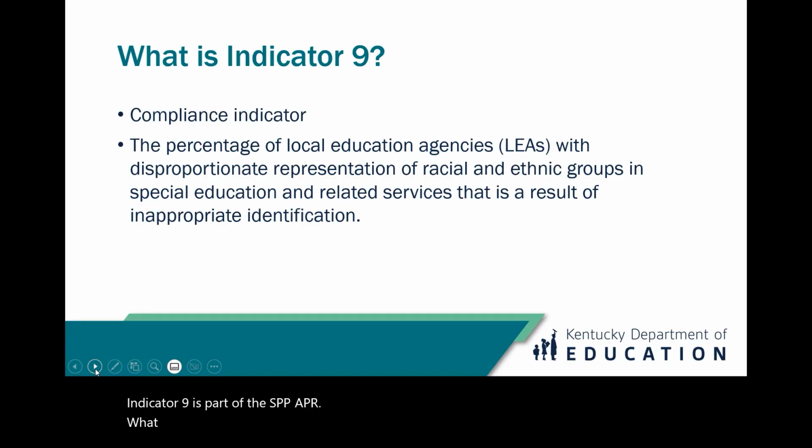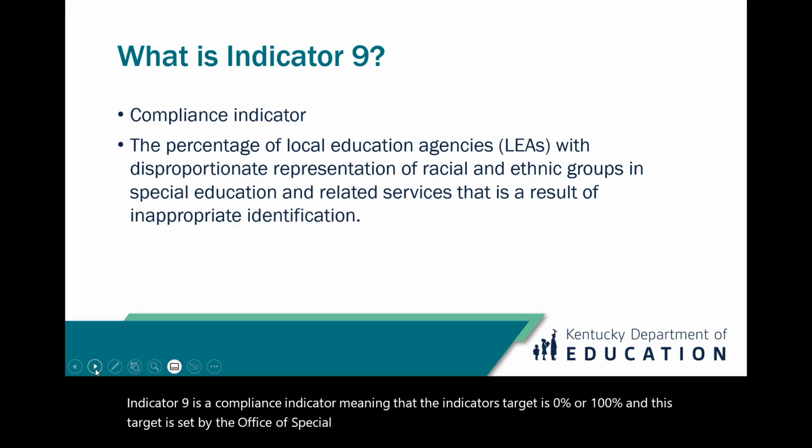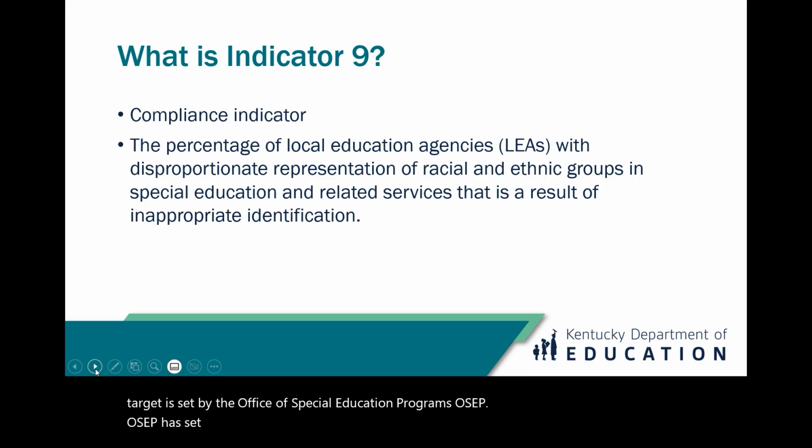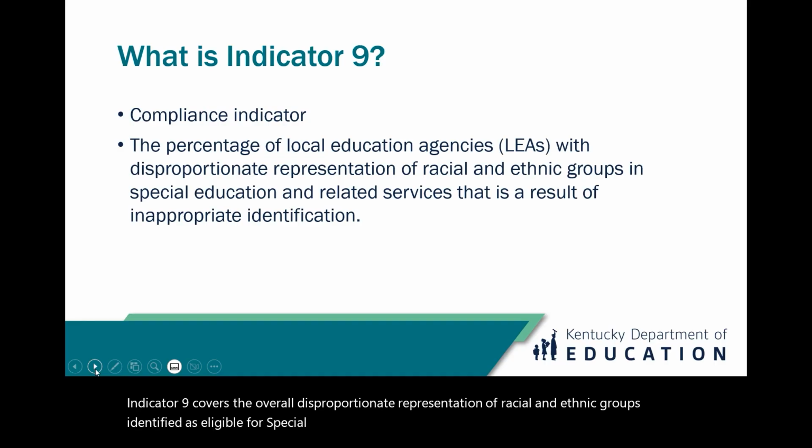What is Indicator 9? Indicator 9 is a compliance indicator, meaning that the indicator's target is 0% or 100%, and this target is set by the Office of Special Education Programs, OSEP. OSEP has set Indicator 9's compliance target to 0%. Indicator 9 covers the overall disproportionate representation of racial and ethnic groups identified as eligible for special education and related services that is a result of an inappropriate identification.